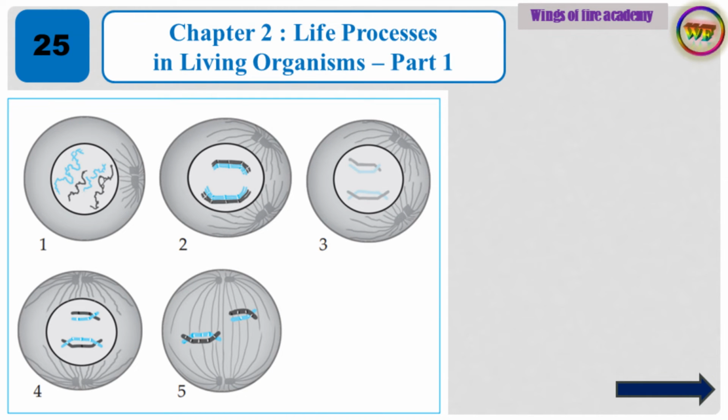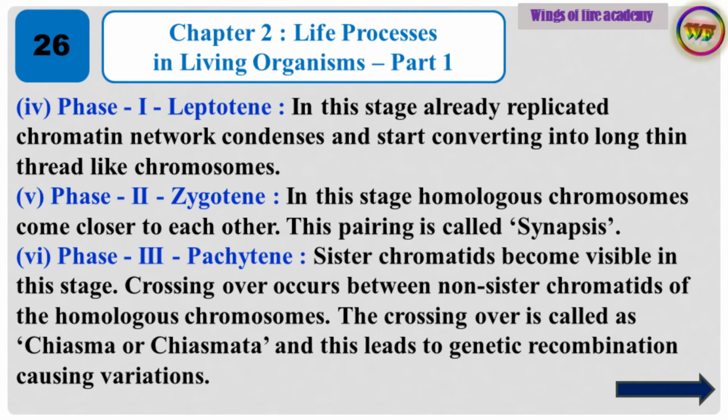Diagram is given directly. 4. Phase 1. Leptotene. In this stage, already replicated chromatin network condenses and starts converting into long thin thread-like chromosomes.